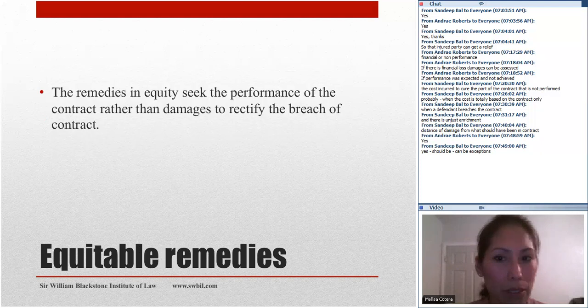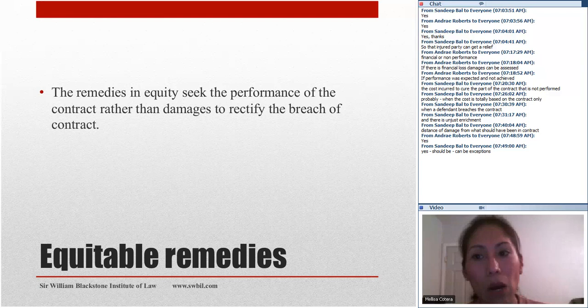Equitable remedies. Damages, as we have seen, is the usual remedy awarded to the injured party in a case of breach of contract. The remedies in equity seek the performance of the contract rather than damages to rectify the breach of contract. These remedies that we are going to see here are specific performance and injunction.